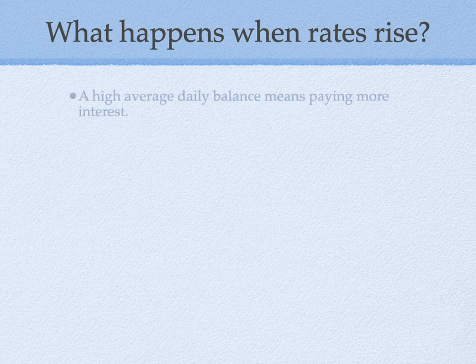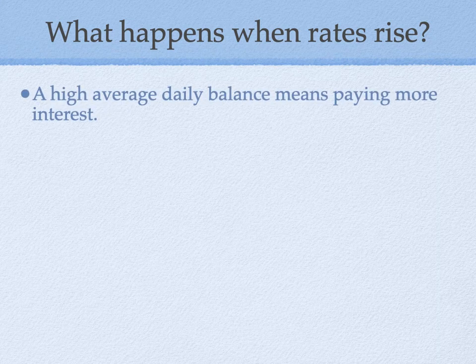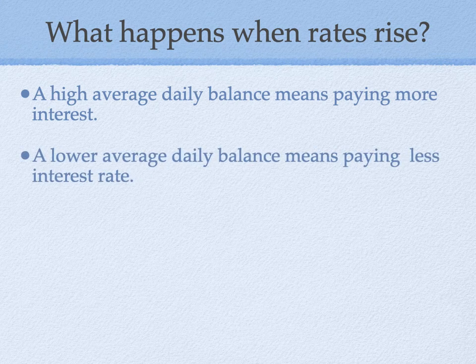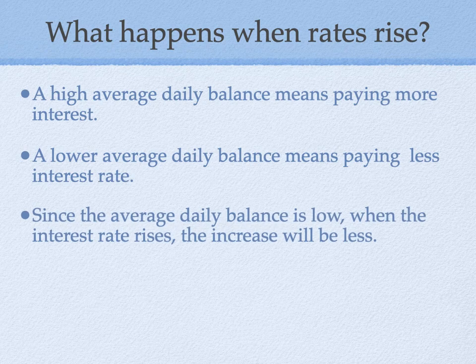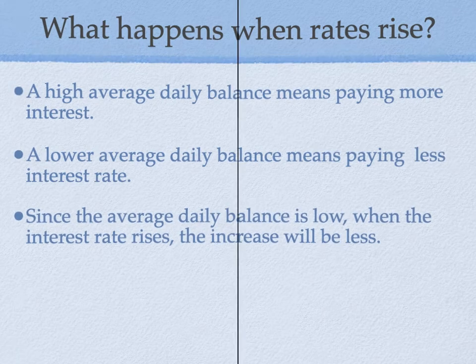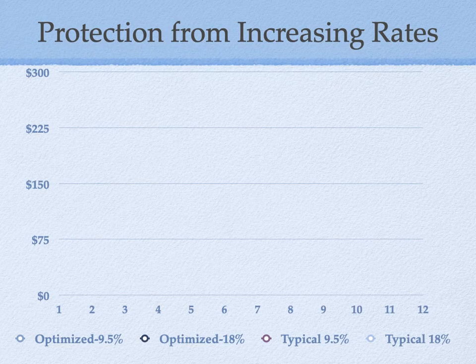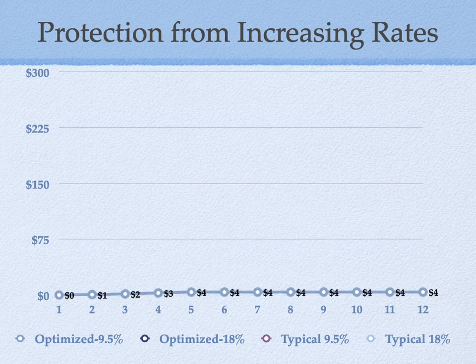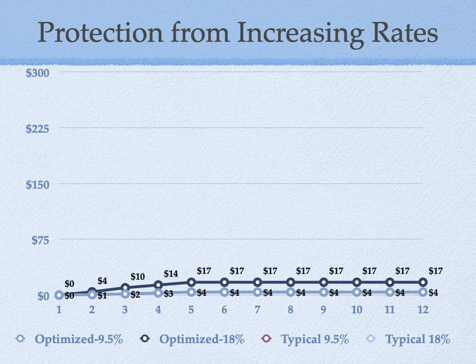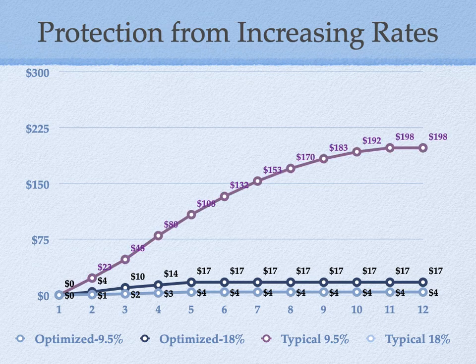But what happens when interest rates rise? When interest rates rise, the average daily balance rises too. So the goal, whether the rates are high or low, is to keep the average daily balance as low as possible. Let's look at the following graph dramatically demonstrating this point. We've increased the interest rate to 9.5% and 18%. The bottom two lines are the optimized average daily balance. The additional interest owed increases by just $4 and $17 respectively.